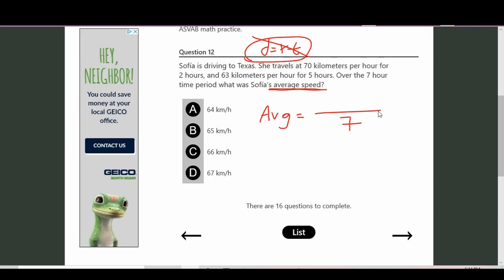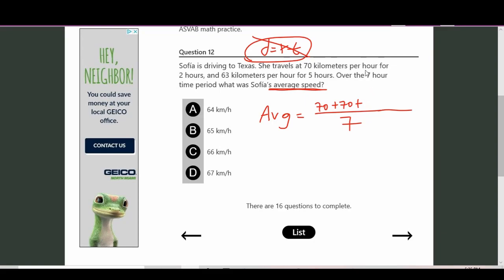And this is how I like to think of this problem. Again, total 7 hours. For 2 hours, she drove at 63 kilometers per hour, so that's going to be 63 plus 63. Again, that's hour 1, hour 2. And for the remaining 5 hours, she drove at, sorry about that. She drove 70 kilometers per hour for the first 2 hours, so that's going to be 70 plus 70 for hour 1 and 2.